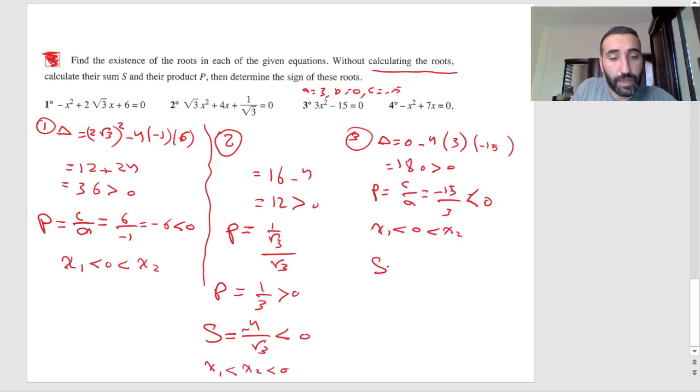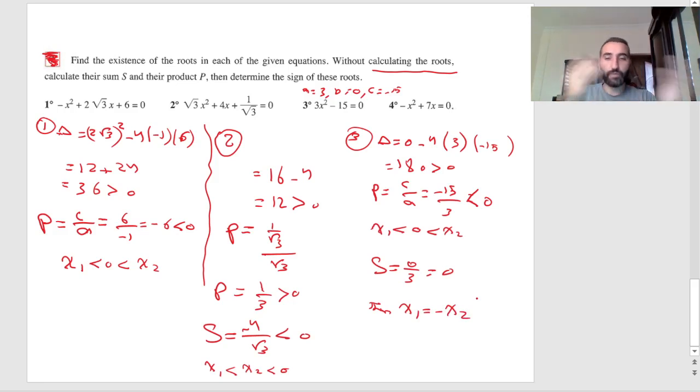Now the sum. Here you can write one more step. The sum equals minus b over a, which is 0 over 3, so 0. Since the sum is 0, it means they are opposite. Then we write x1 equals minus x2. It's not only that one is positive and one is negative, they are opposite: the same value, but one positive and one negative. Anyway, we may stop here, it's done.